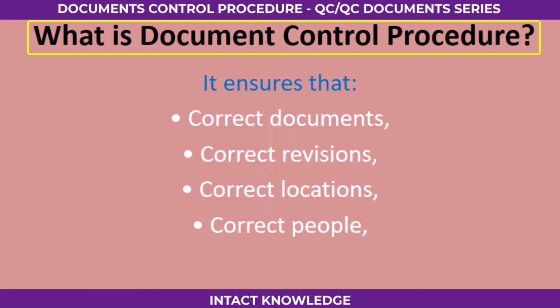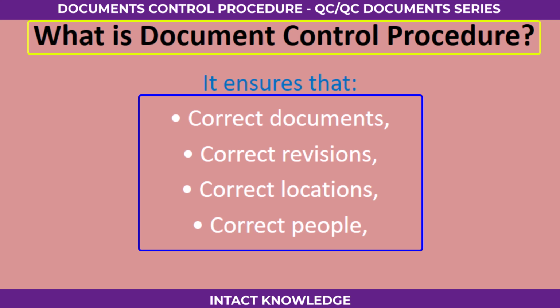What is document control procedure? Document control procedure is a systematic method used to control the creation, review, approval, distribution, revision, and storage of documents used in a project or organization. It ensures that correct documents, correct revisions, correct locations, correct people are always used.